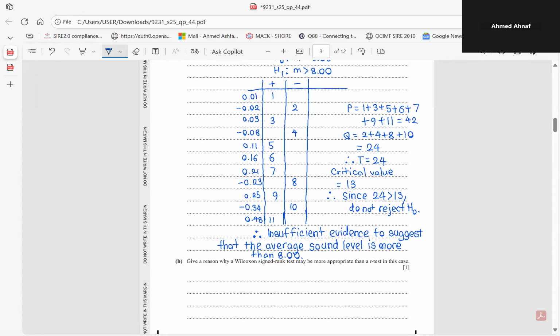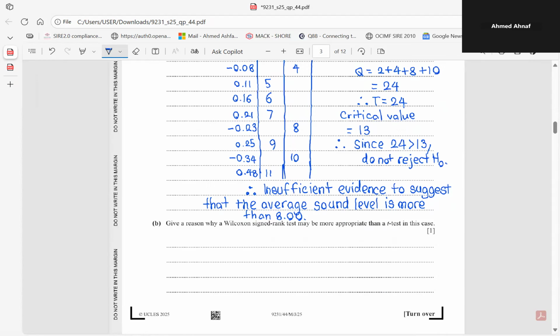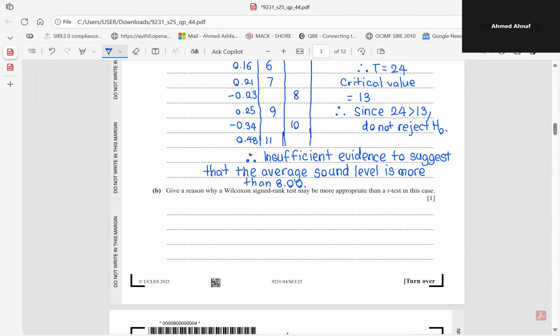Okay, so for this second part, we have to give a reason why a Wilcoxon sign rank test may be more appropriate than a t-test. So for a t-test to be valid, you have to assume that the population differences are normally distributed, but for Wilcoxon sign rank, we don't have to assume that the population differences, or the population in general, follow any distribution.